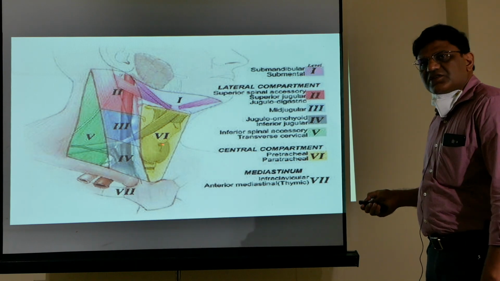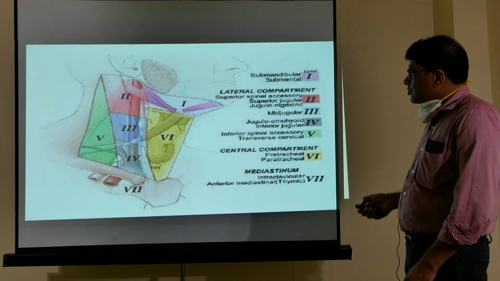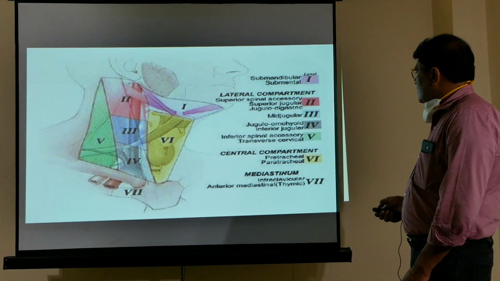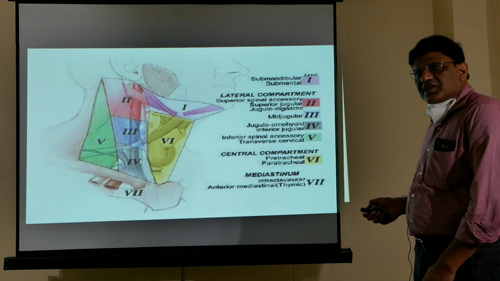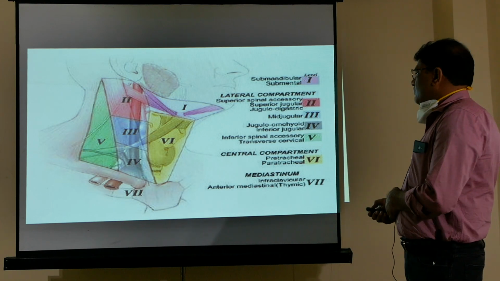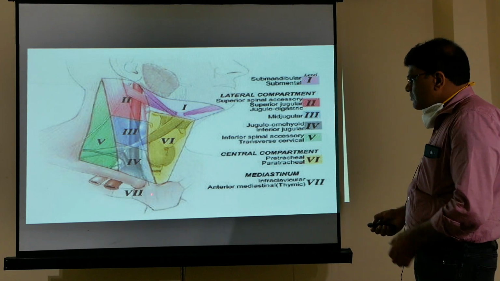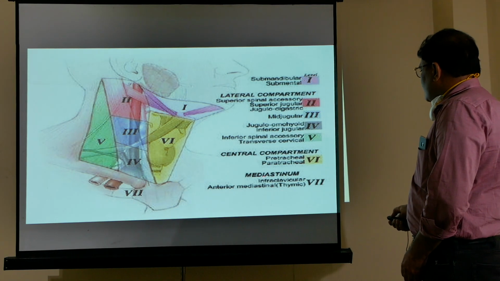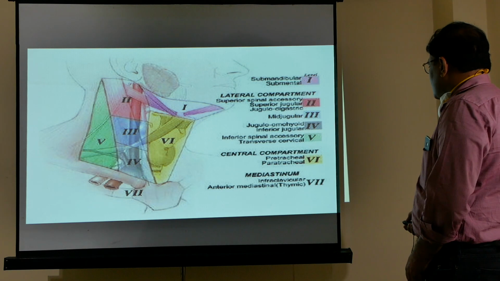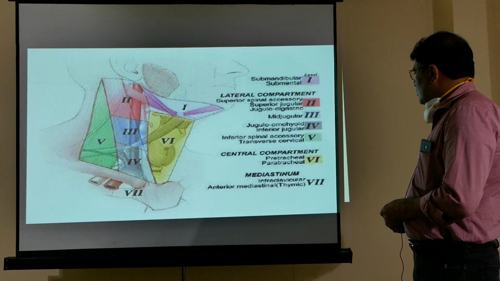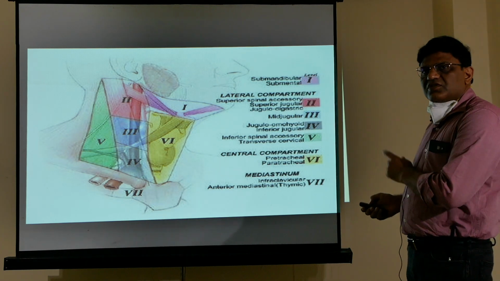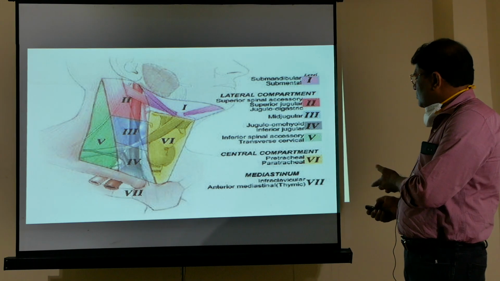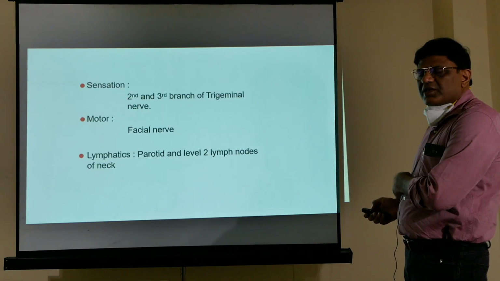Then we come to the central compartment which is shown here in the yellow color. This compartment contains pretracheal and paratracheal group of lymph nodes. Now lastly we come to the mediastinum. Mediastinum contains infraclavicular and anterior mediastinal, that is thymic lymph nodes, which is known as group 7. So this is a very good diagrammatic representation for malignancy.